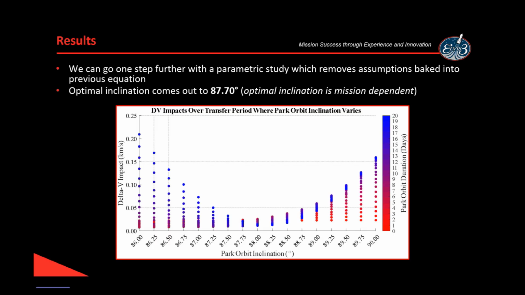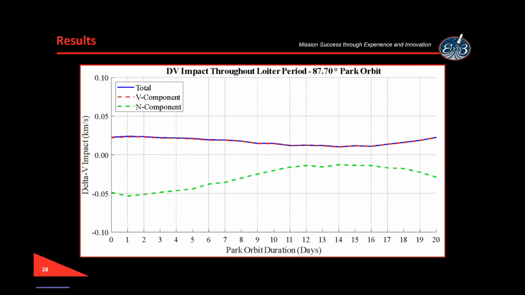Running with the 87.7 degrees, I generated the plots that we saw earlier to check out the delta V impacts. So here they are. We have a bit of a wonky shape, but just look at the y-axis scale here. We're talking meters per second now rather than kilometers per second. So the total delta V there is around 20 meters per second, as opposed to the 2 kilometers per second we saw with the 28.5-degree park orbit.